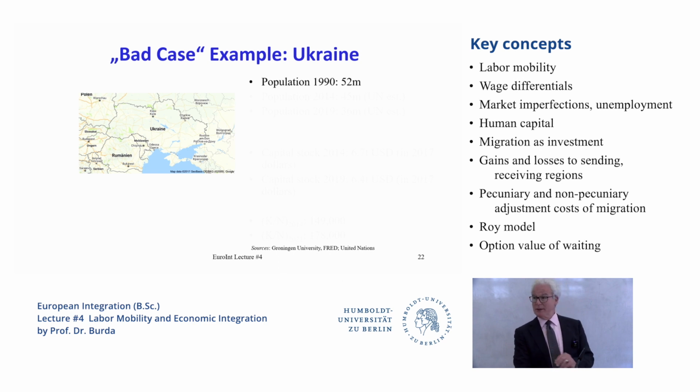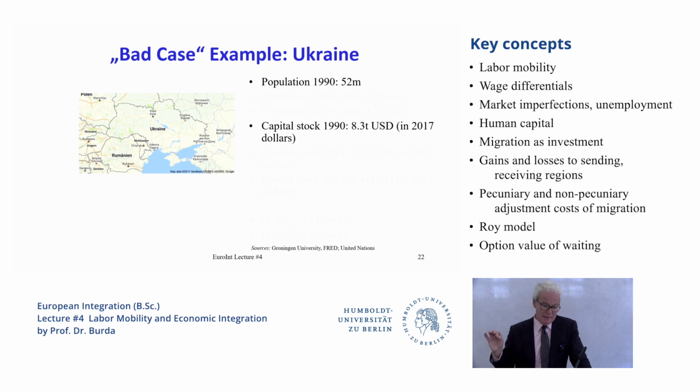Okay, 52 million people in 1990. Capital stock estimated, Heston Summers data set, 8.3 trillion US dollars of 2017. So that's a lot of capital, not as much as the Germans have per capita, but it's a lot. It's a lot more than most of the third world. So if you do the numbers, that's what you get.